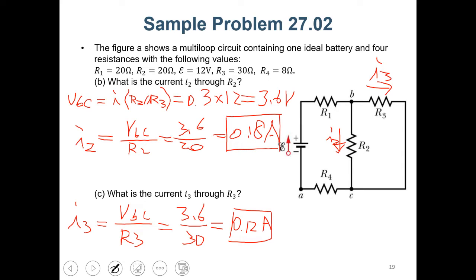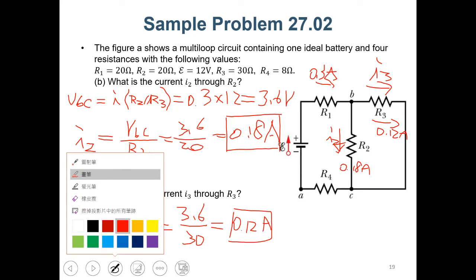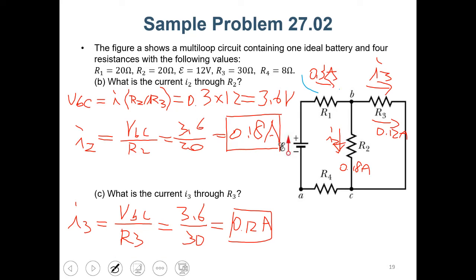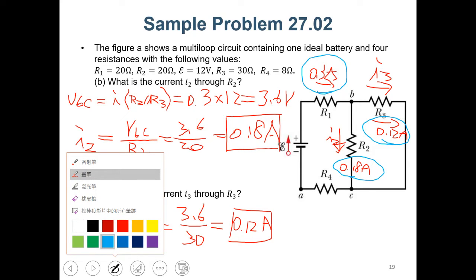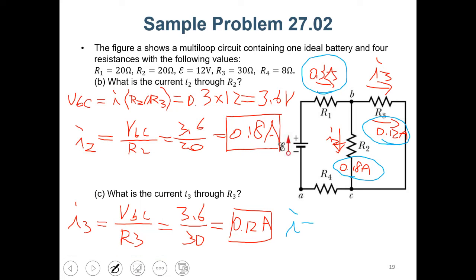So I2 is 0.18 A, and this one is 0.12 A. This one is 0.3 A. So they should satisfy the KCL, which can be written as I equals I2 plus I3, which is the KCL.